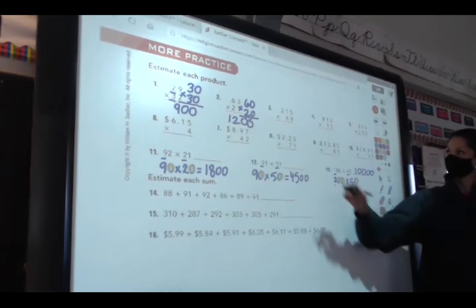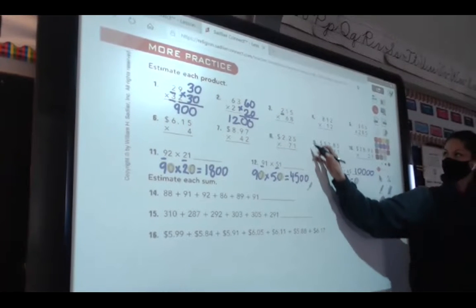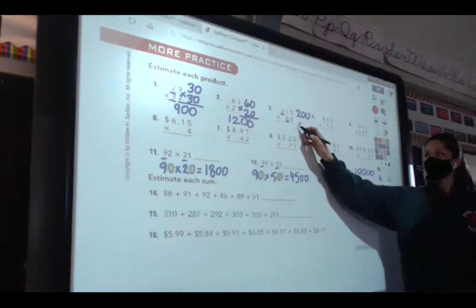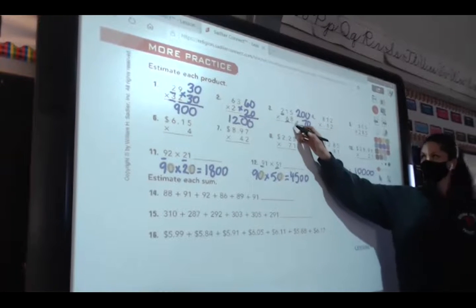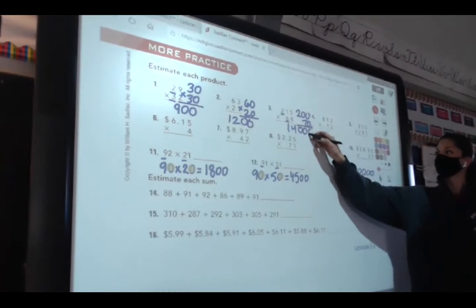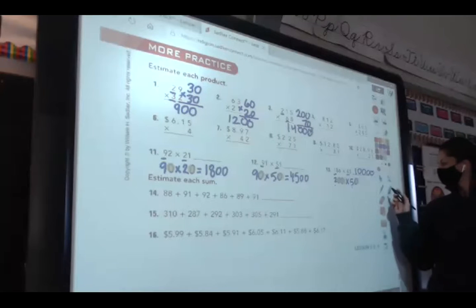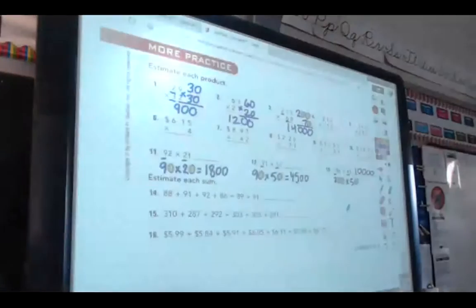Good. Next one, greatest place value is the hundreds position. So that would change this 215 into just 200. What would the 68 change into? 70. Fast fact, class? 14,000. Why do I have 3 zeros? Bristol, why do I have 3 zeros? 3 powers of 10 in the factors.